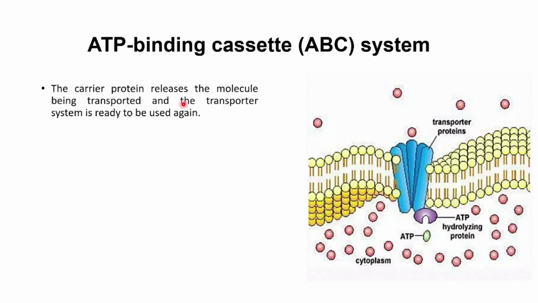In the fourth step, the carrier protein releases the molecule being transported and the transporter system is ready to be used again. So it releases the solute to this side and the system is again ready to be used. This is a kind of cycle. This is called the ATP binding cassette, because ATP is binding. So the periplasmic binding protein takes the solute inside, ATP is hydrolyzed to ADP and Pi, energy is produced, the solute is shifted to the other side of the membrane, and the transporter protein is ready to be used again.